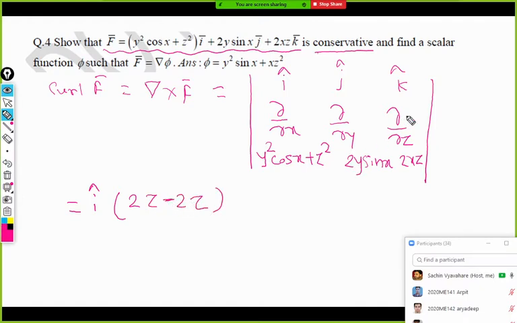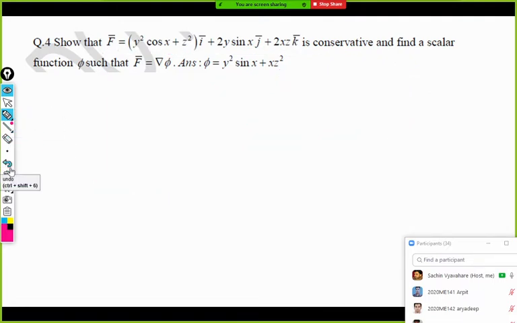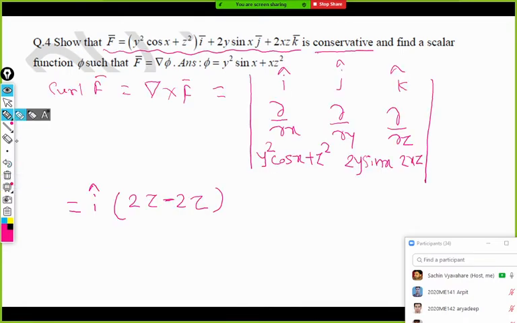You'll observe this f2 with z, sorry, my mistake. It will be directly 0 only. Directly 0 minus 0, because the derivative of f2 with z is 0. My mistake. I cleared everything, let me check. Yeah, there is a chance. Just a minute. So this is 0 minus 0.